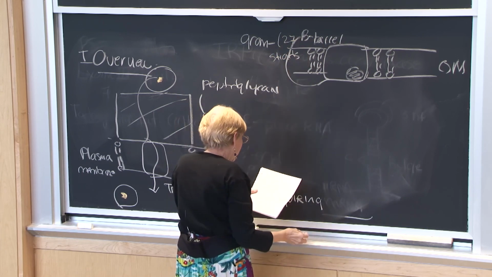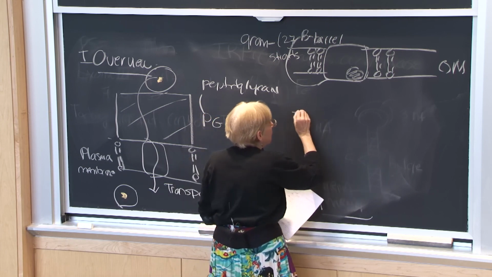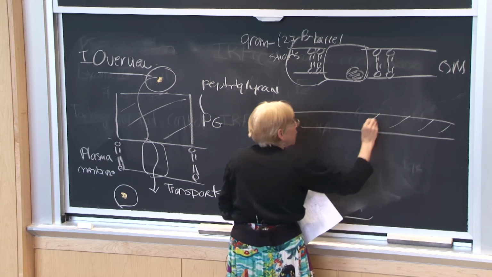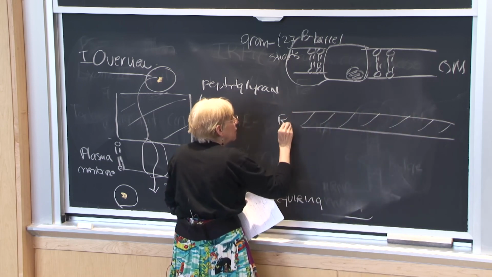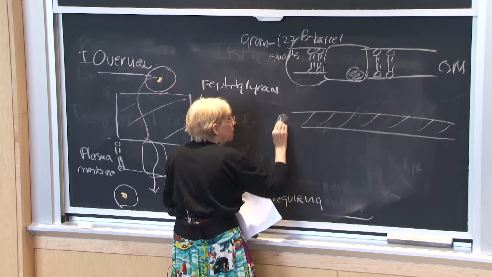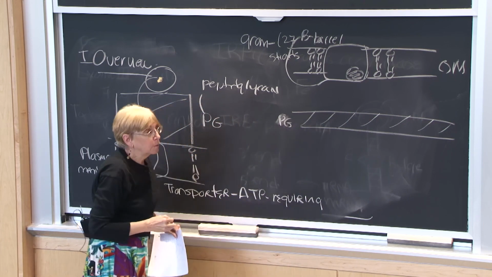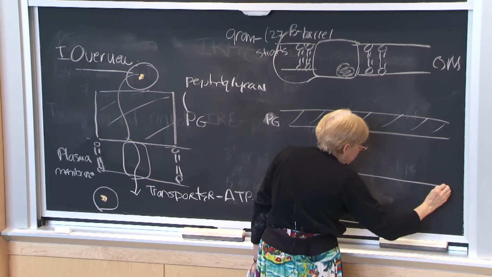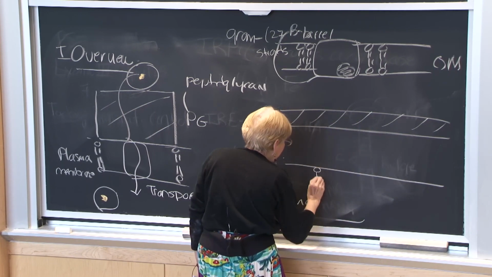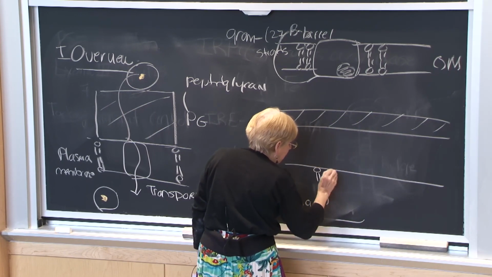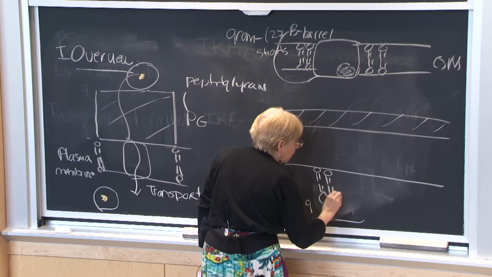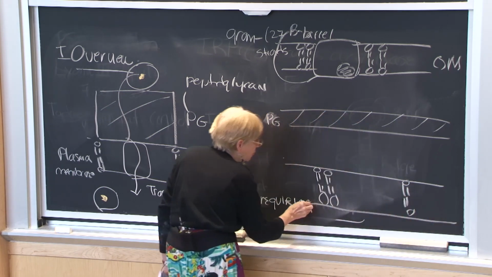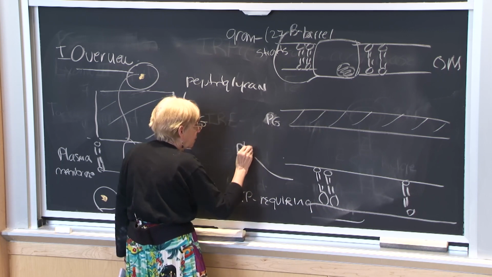Okay. We then have a peptidoglycan. But the peptidoglycan is distinct. It's much smaller. It doesn't take up anywhere near as much space. And then you have your plasma membrane. Okay. And then in the plasma membrane, so this is the plasma membrane.